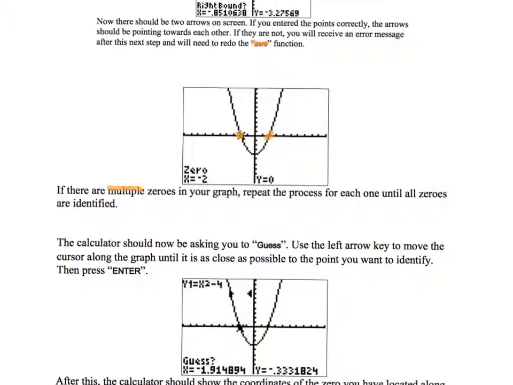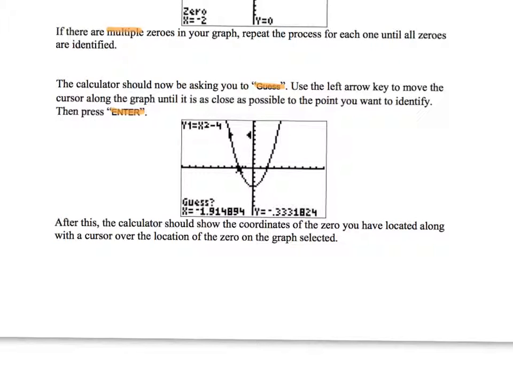The calculator should now be asking you to guess. Use the left arrow key to move the cursor along the graph until it is as close as possible to the point you want to identify. Then press enter. After this, the calculator should show the coordinates of the 0 you have located along with the cursor over the location of the 0 on the graph selected. We will get lots of practice with this during class with the graphing calculators.